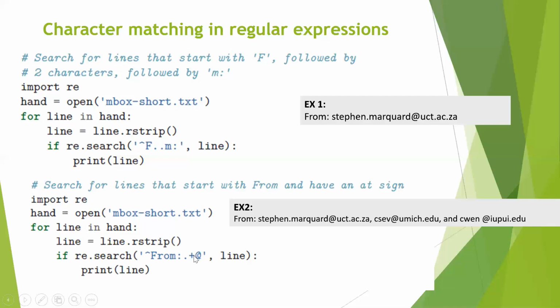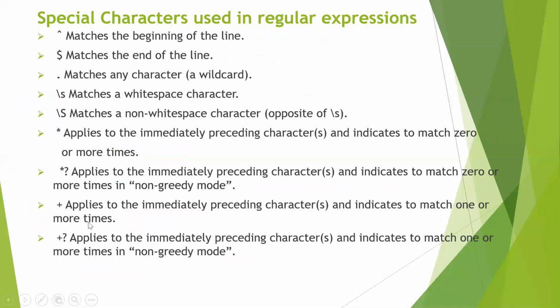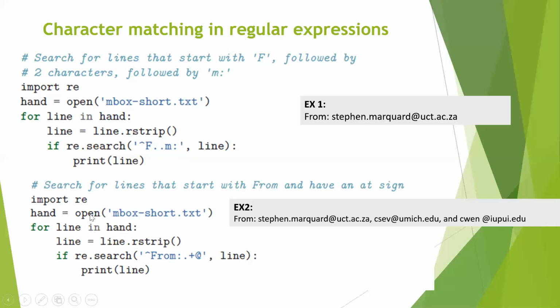Using the plus symbol. If you see over here, plus applies to the immediately preceding character and indicates to match 1 or more times. So whatever is the immediately preceding character to plus, it matches that character 1 or more times. Over here, before plus, you have the period symbol, which means any character. Now you don't know how many times that any character is occurring. It may occur 1 or more times, so you just follow that by plus. And you know that there should be an @ symbol.